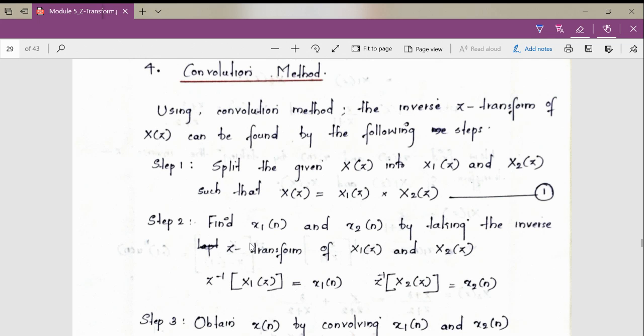Hi students, in this session we are going to study the inverse Z transform by convolution method. At the beginning I told you that there are four basic methods we are studying in this module to find the inverse Z transform. The first one was long division method, second one was partial fraction method, and the third one was residue method, and the last one is convolution method. Using convolution method, the inverse Z transform of X of z can be found by the following steps.